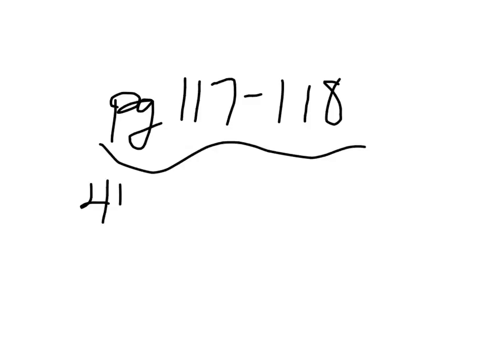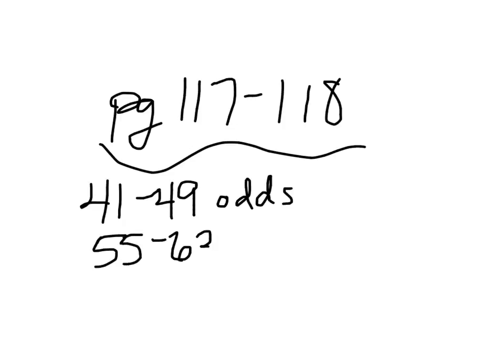So, starting on page 117, going to 118, we're doing 41 to 49, odds. 55 to 63, odds. And number 68. We just did some of those. Yeah, you're right, we did.